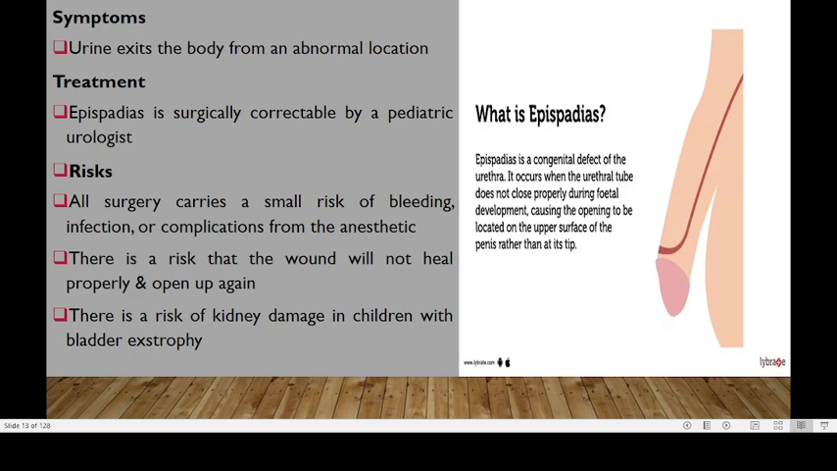So we have several symptoms associated that the patient with this condition can present. Usually urine will exit the body from the abnormal location. So was the treatment surgical? They are surgically corrected by pediatric urologists. We have risks. Of course, all surgery carries a small risk of bleeding, infection, and complication from anesthetic. There is a risk that the wound will not heal properly or open up again, and there is a risk of kidney damage in children with bladder exstrophy.